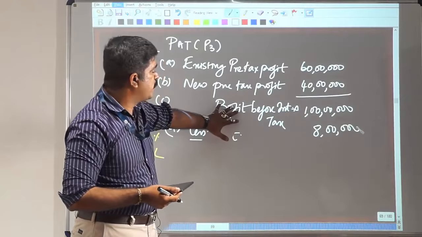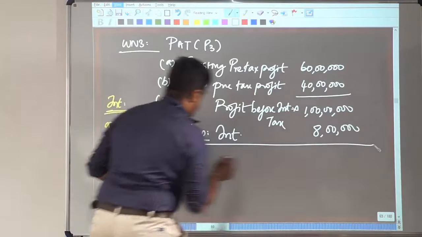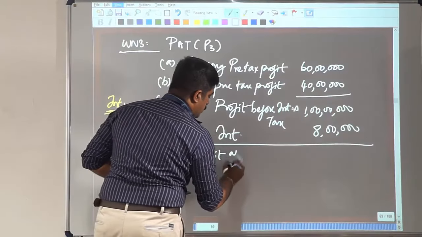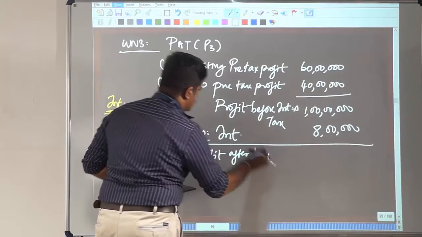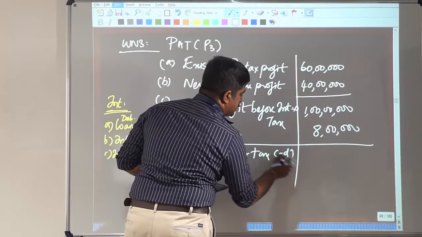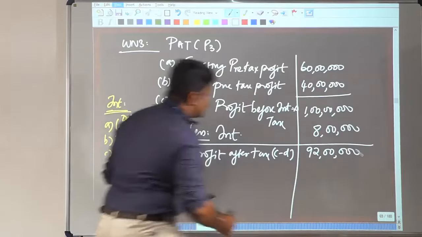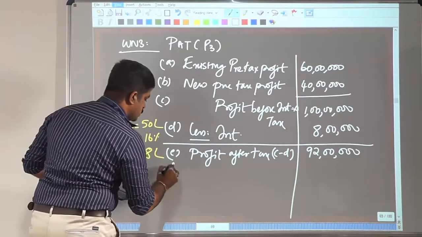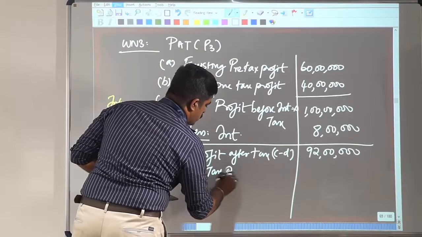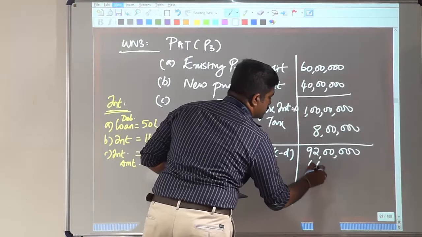My profit before payment of interest and tax is 1 crore. So what is going to be my profit before tax? Item E, profit before tax. That's nothing but item number C minus D, and it is going to be 92 lakhs. Now from this 92 lakh, I have to pay tax at 50%, less tax at 50%. So it is 92 lakh into 50%, it is 46 lakhs.